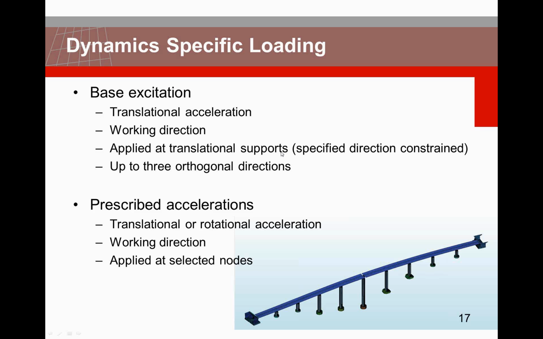This is a translational acceleration in a specified direction. And it will work at all supports which are supported in the working direction. So for instance, if you have a mount, your soil, and at the bottom you want to apply a horizontal base excitation in X direction, you specify the value for your acceleration, you specify your working direction X, and it will automatically be applied to all the supports in X direction. You can have up to 3 orthogonal directions, so X, Y, Z, most logical, but any direction system, as long as it's orthogonal, can be used.